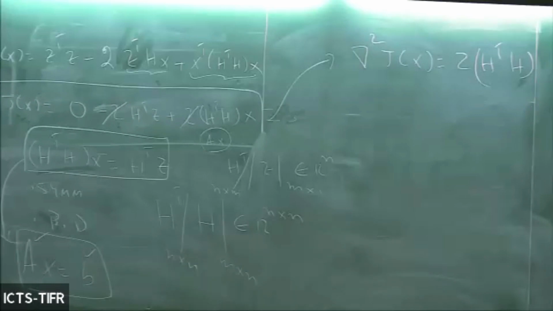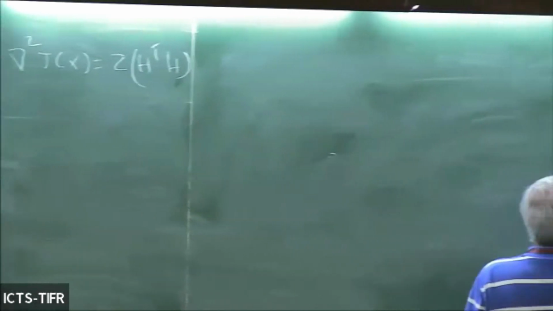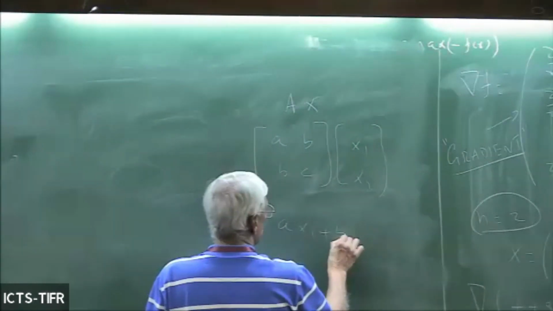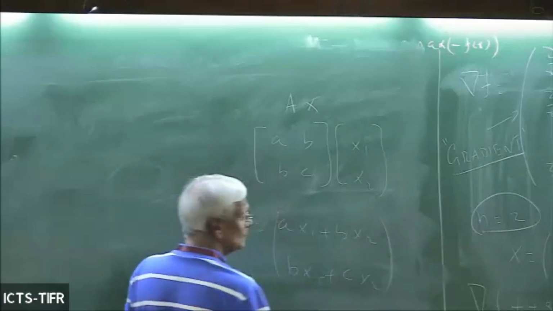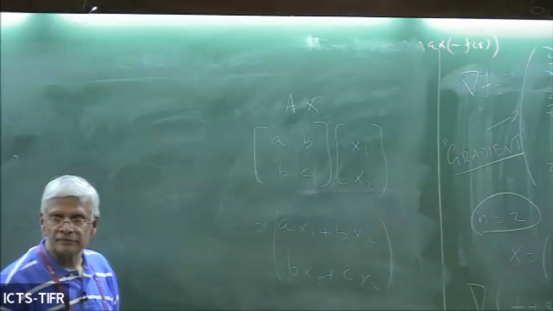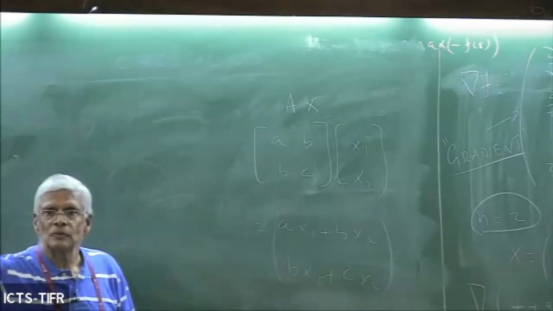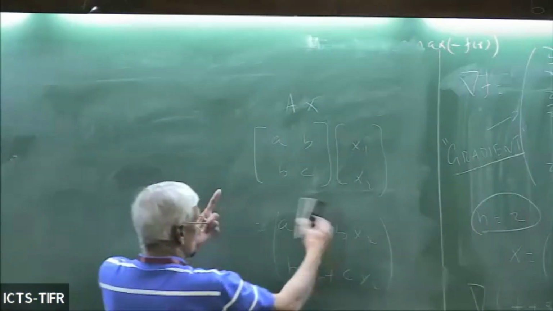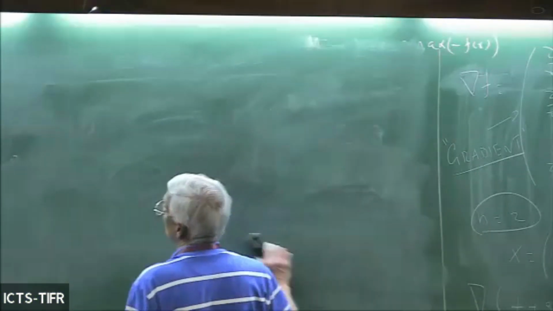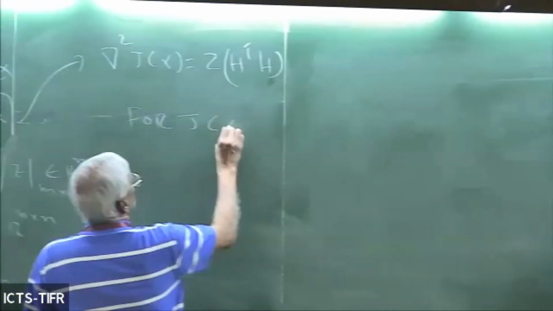That's A. With me? Come on, guys. And how do you do that? I want you to do a simple homework problem. A X, with matrix A B, B C, and X1, X2. This is AX1 plus BX2. This is BX1 plus CX2. Are you with me? Compute the gradient of this, you get the solution. There's something you do, there's something I do. That's how we meet each other. So I want you to be able to do problems of simple types like this. So what do I have? For J of X to be minimum, J of X to be minimum.